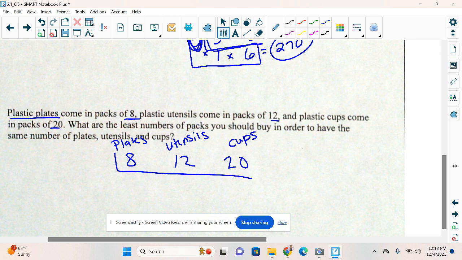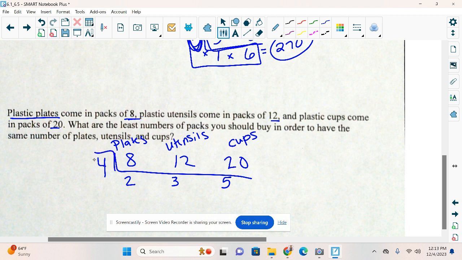What can go into 8, 12, and 20? 4. I heard 4. Let's try 4 first. See if we can try the bigger number. 8 divided by 4 is 2. 12 divided by 4 is 3. And 20 divided by 4 is 5. Is there anything that can go in all 3 of these numbers? Is there anything that can go in 2 of these numbers? Yes, 2. 2 will go into 2, but will 2 go into 3? No. Will it go into 5? No, so that won't work. What about 1? The only thing that's going to work is 1, so that means we're done.